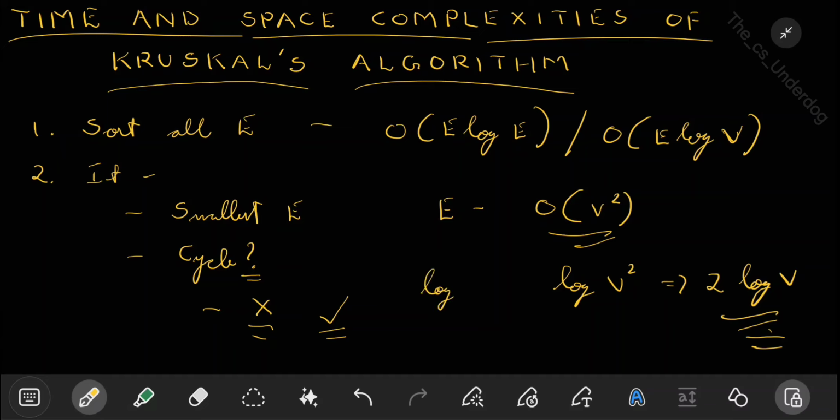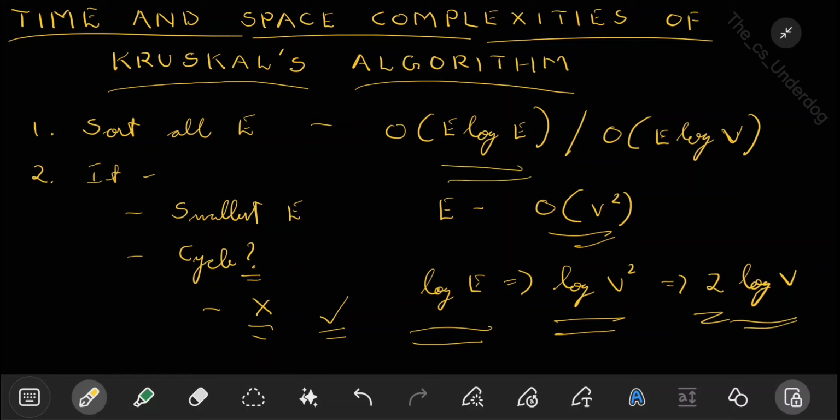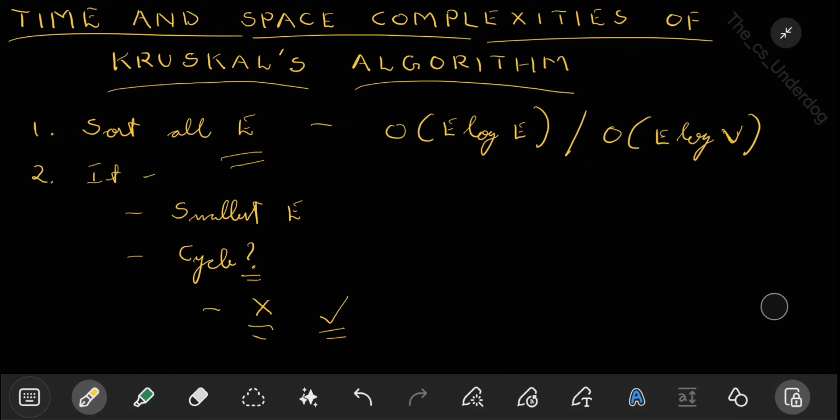So log E in the worst case can become log V square, and log V square can be written as 2 log V. So instead of log E, you can also write log V because 2 is not significant here. This is the reason why you can either write E log E, which is the right notation when you are considering E edges. In order to sort it, you will take order of E log E time. But because E is maximum order of V square, you can also write it as order of E log V. So both are right. You can either say it is order of E log E or it is E log V. What is the next step?